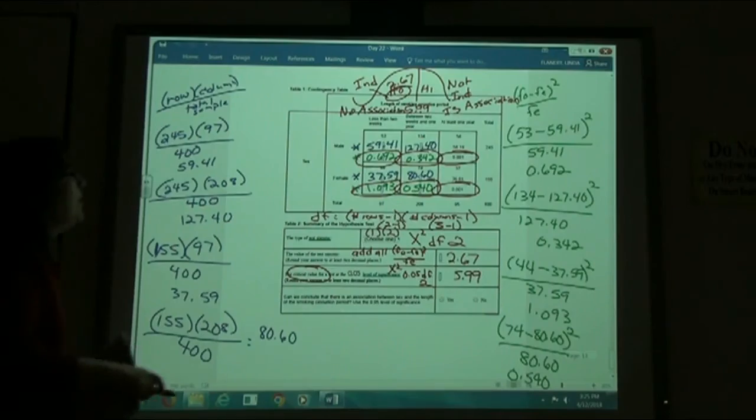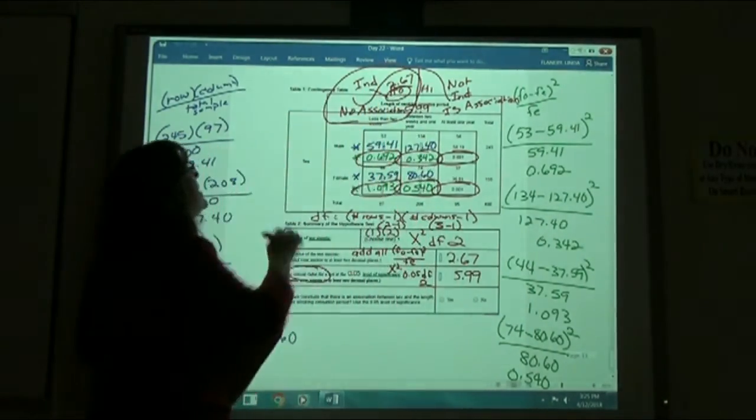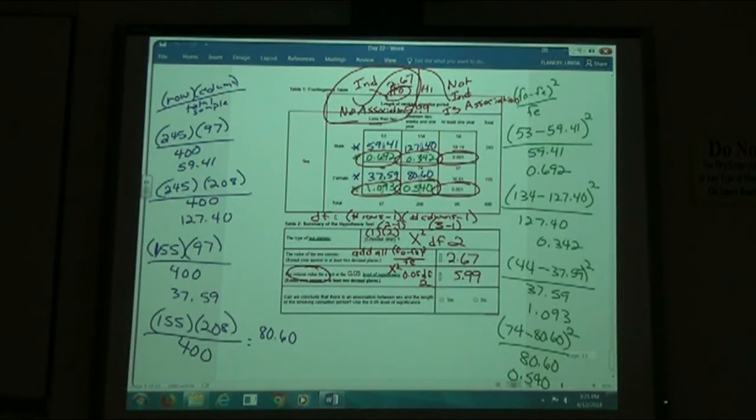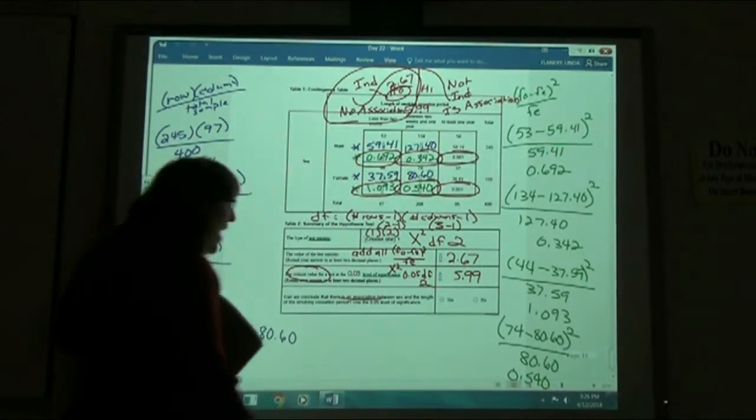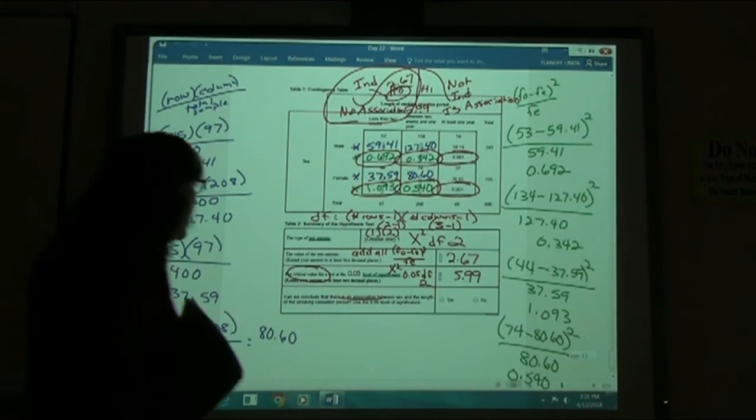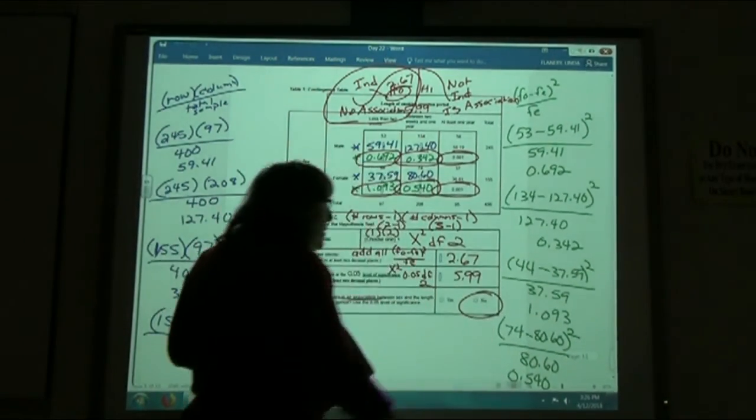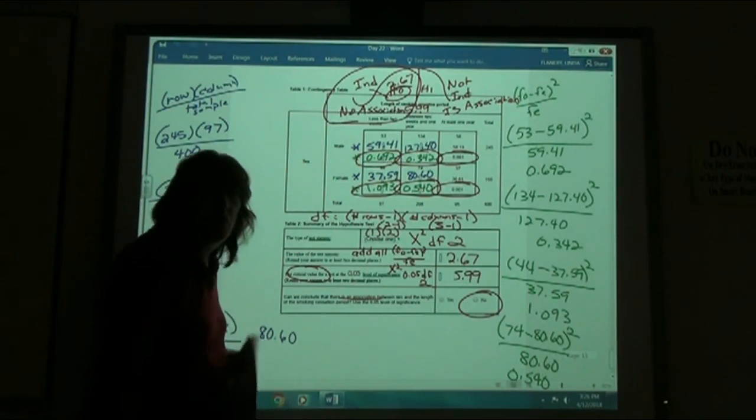So in this case, our null is where we're at. We're going to say that is independent, that there is no association. The question says, can we conclude that there is an association? No, we said there is not an association. So can we conclude that there is one? We certainly cannot. No, there is no association. All right, that's the end of chapter 11.